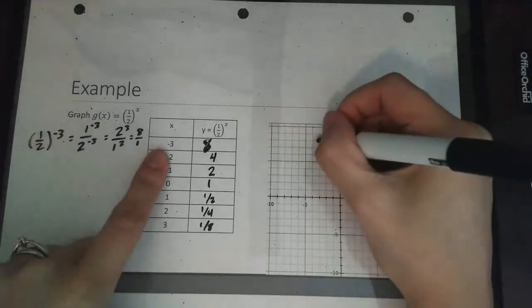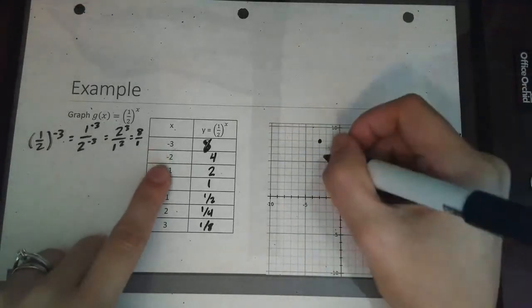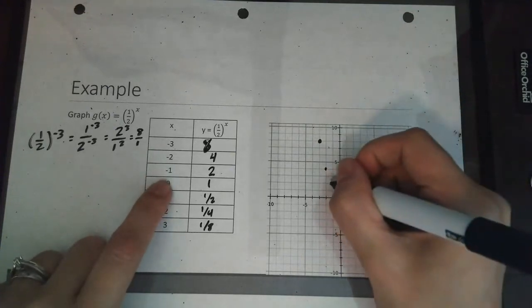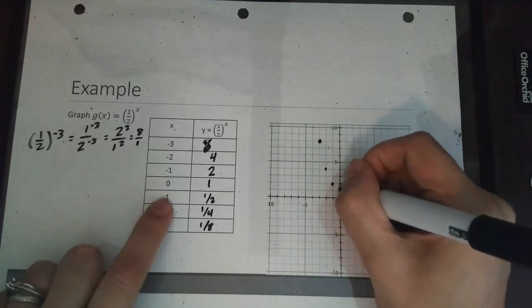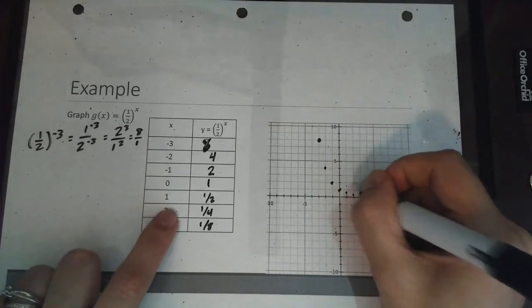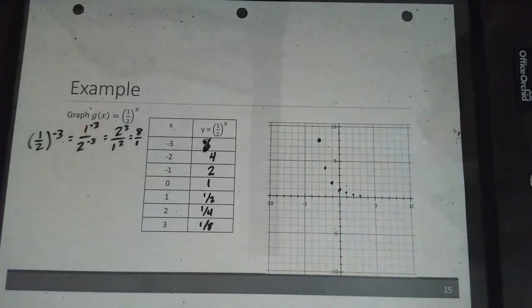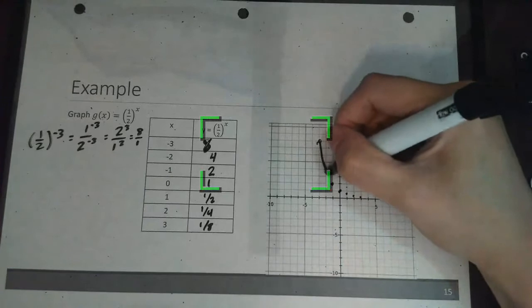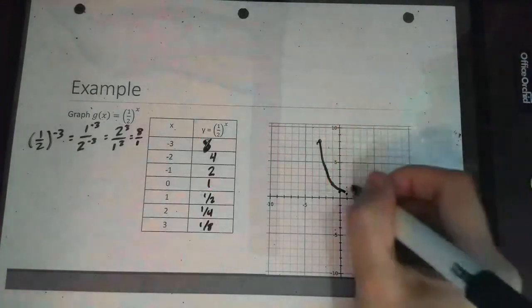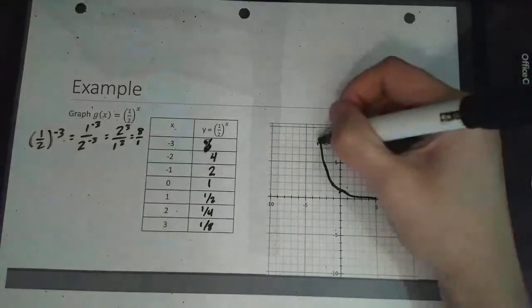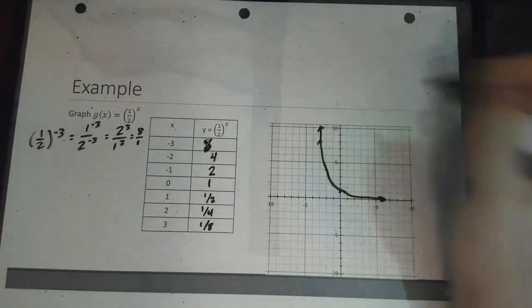Negative 3, 8. Negative 2, 4. Negative 1, 2. 0, 1. 1, 1/2. 2, 1/4. 3, 1/8. So it really does look like the last one, just kind of flipped. So if we use our smooth curve, just like last time, we're going to get really, really close to that x-axis, but we're not quite going to cross it.